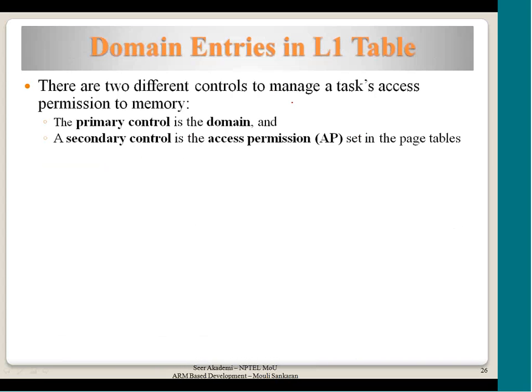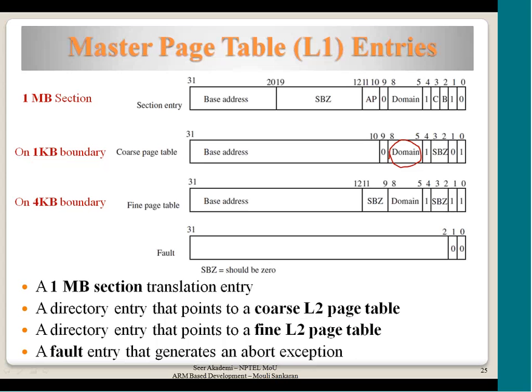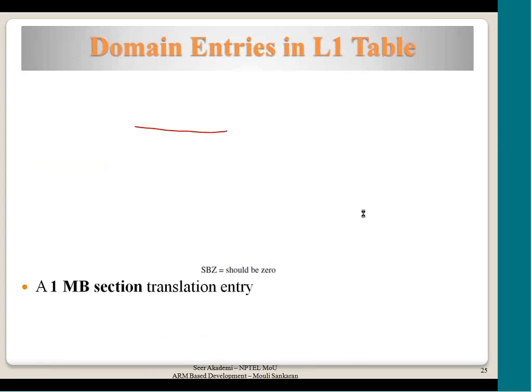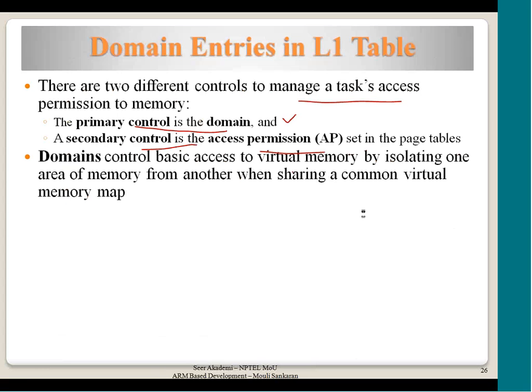Good. Now there are two different controls to manage the task access. The primary control is the domain. In this case, I said the domain is there, and 4 bits are allocated for that. I am going to explain what those 4 bits mean. So the primary control is the domain, and the secondary control is the access permission bit. Domains control basic access to the virtual memory by isolating one area of memory from another while carrying a common virtual memory map. As I told you, this L1 page table maps the whole 4 GB of virtual memory into entries in the L1 master table.